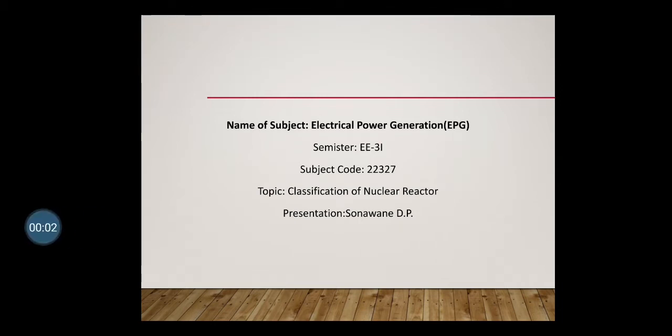Name of the subject: Electrical Power Generation, that is EPG. This is a second year subject, semester 3, Electrical Engineering. Subject code is 22327 and the topic of today's lecture is classification of nuclear reactor. Myself D.P. Sonone from the electrical department.